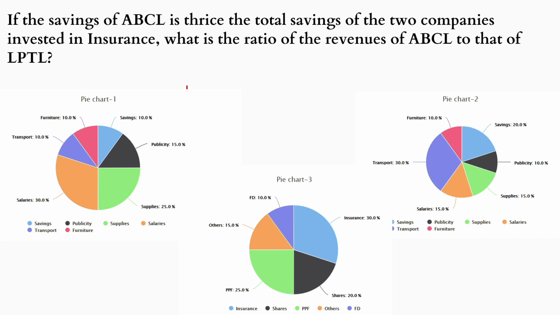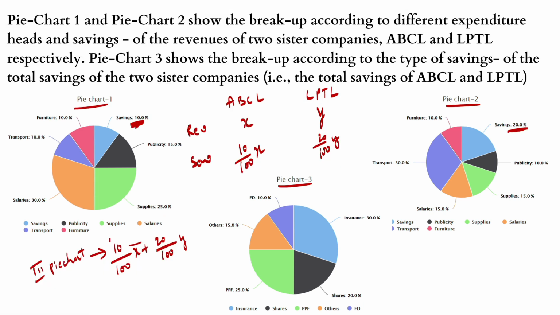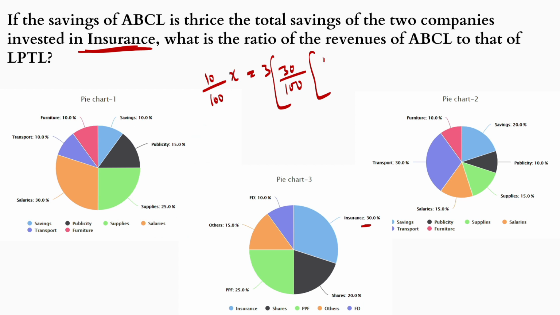Okay, so here we know the savings of ABCL is 10 by 100 of X, right? This is equal to thrice the total savings of the two companies invested in insurance. So total savings means we have to look into the third pie chart, that too the insurance part. The insurance part is 30%. So 30 by 100 of, what is the total savings? We calculated in the previous slide, which is 10 by 100 x plus 20 by 100 y. So let me write it here: 10 by 100 of x plus 20 by 100 of y. Okay, now just the calculation part is remaining.